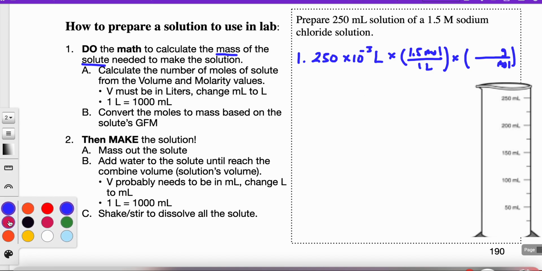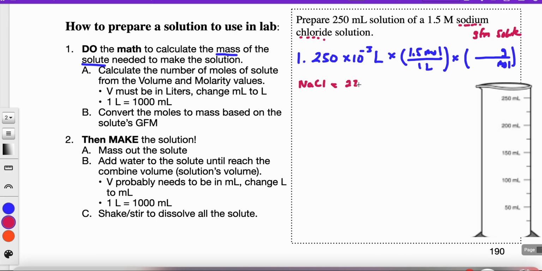What I need to know here is the GFM of the solute. Well, the solute is sodium chloride. We know the chemical formula is NaCl. One sodium contributes around 23.0, plus the mass provided by the chlorine, which is 35.5. So 1 mole of sodium chloride is 58.5 grams. Now I have all of my information where I can change the liters to grams.